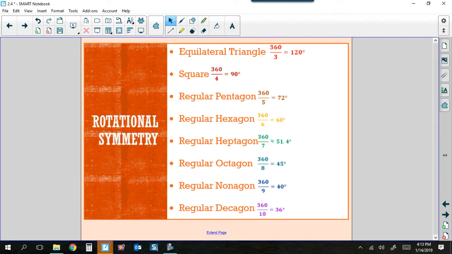Heptagon, you should have gotten about 51.4 degrees, and then the remaining 3 go 45, 40, and 36 degrees. And remember, what this means again is that you would turn the shape that many degrees around its center, and all original points would map onto the new points.